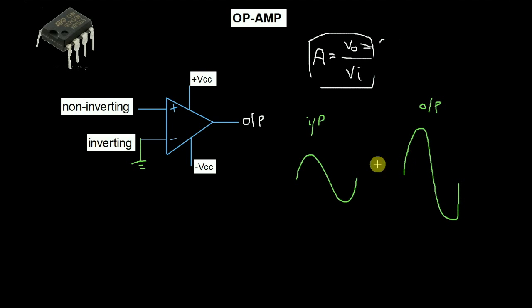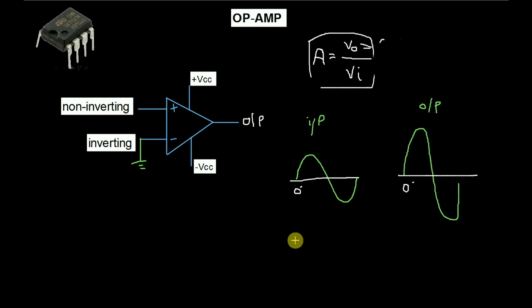So this is the amplified version of the input signal. Here you see that the input signal has started from 0 degree and the output signal has also started from 0 degree. That means the output signal is not an inverted version of the input signal. Okay, so this is the non-inverting function of the op amp. That means that whatever signal it takes, it will not invert the output signal.